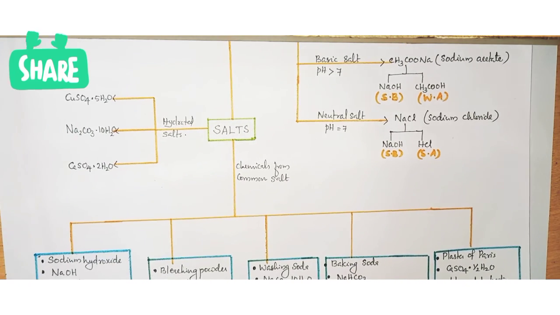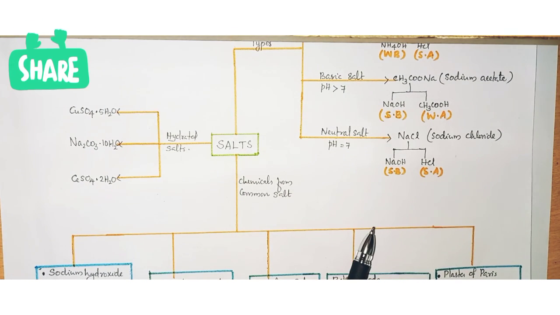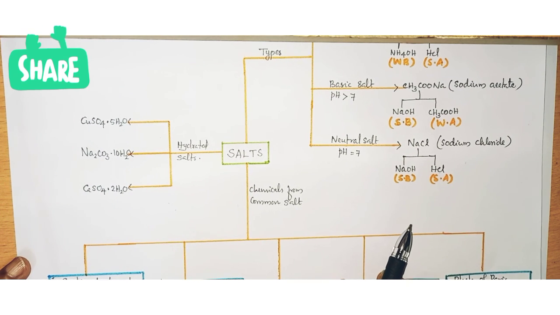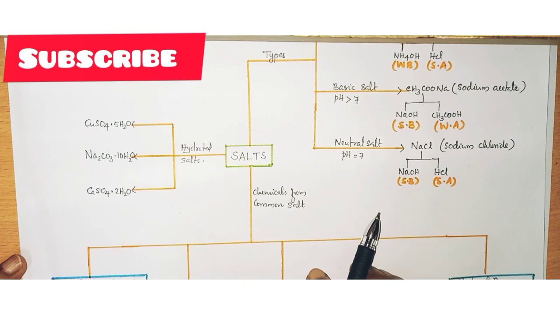So this is about salts. So you have to use this concept map to revise this chapter, acids, bases and salts.